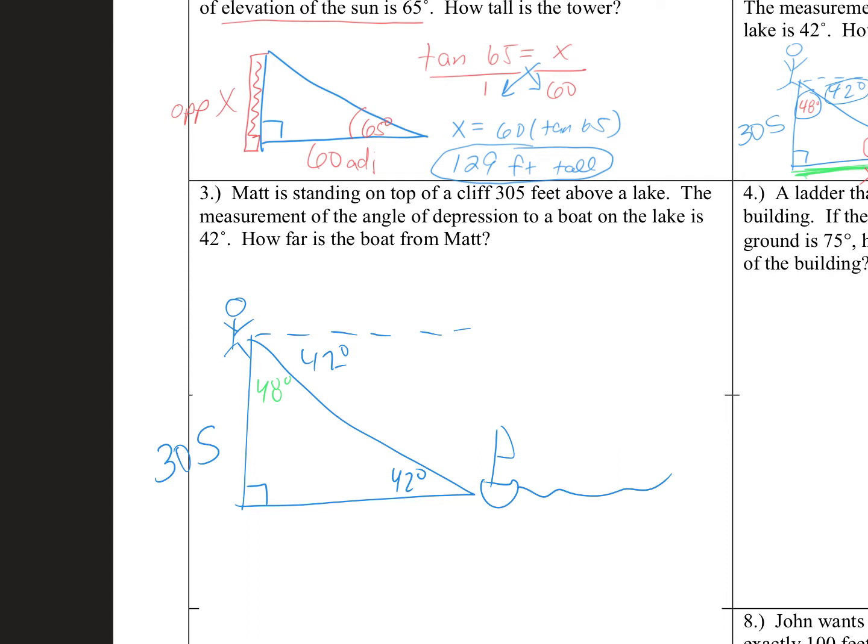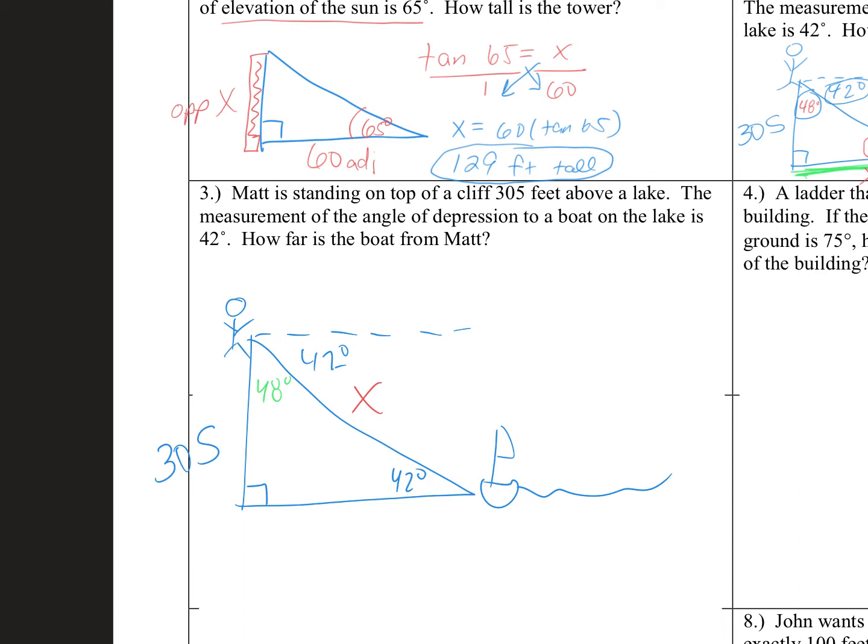But it says, how far is the boat from Matt? What are we looking for in this case? The hypotenuse. We're looking for this measurement. How far is Matt from the boat is the hypotenuse. How far is the boat from the base of the cliff? That's the horizontal. Do you guys see the difference?